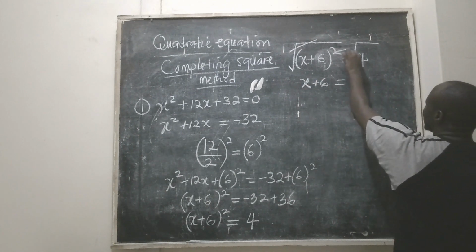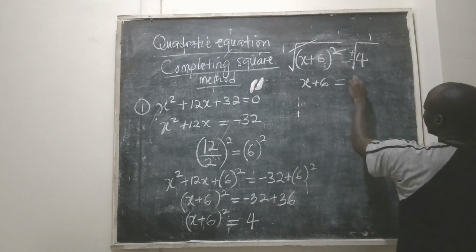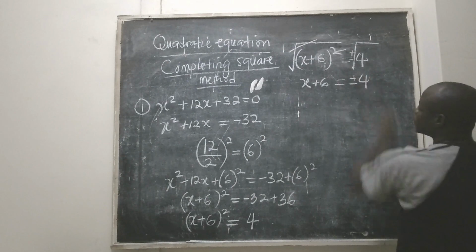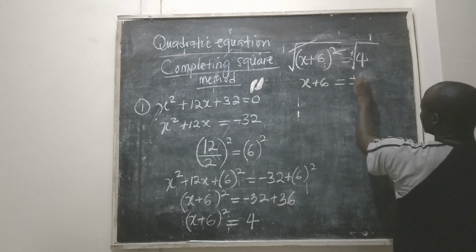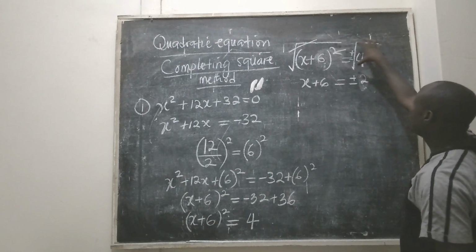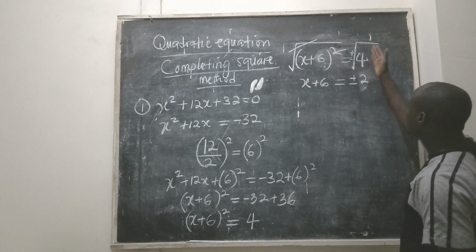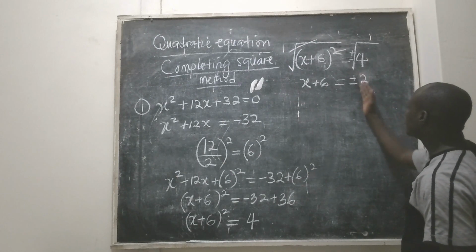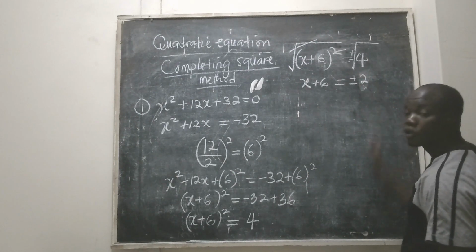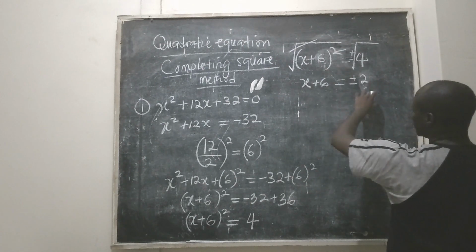whenever we have a square root, we can introduce plus or minus. So the square root of 4 is plus or minus 2. Whenever we introduce the square root, we can introduce plus or minus. Therefore the square root of 4 is plus or minus 2. So now what we are going to do, we are going to transfer this to this side.